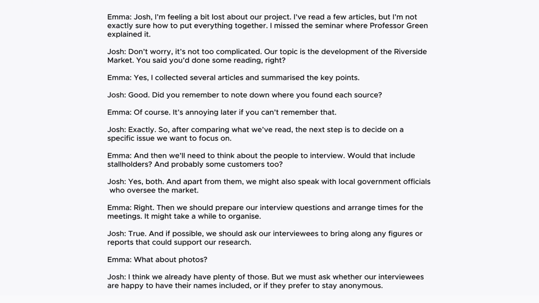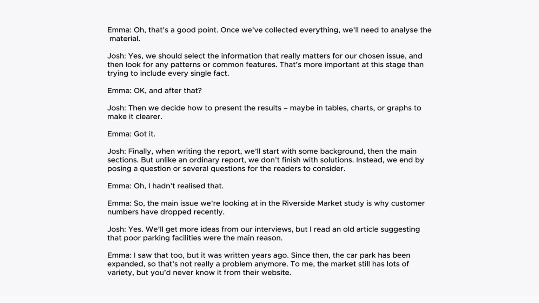True, and if possible, we should ask our interviewees to bring along any figures or reports that could support our research. What about photos? I think we already have plenty of those, but we must ask whether our interviewees are happy to have their names included, or if they prefer to stay anonymous. Oh, that's a good point.